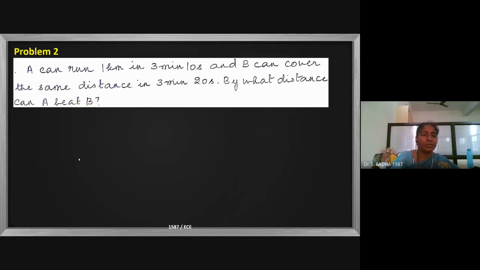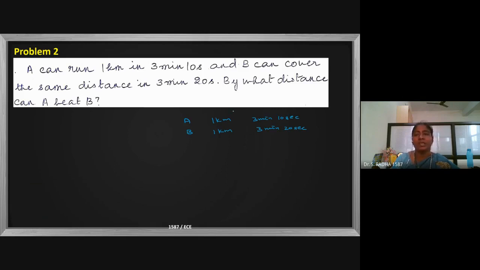Now I'm going to the next problem. A can run 1 kilometer in 3 minutes 10 seconds. B covers the same distance, 1 kilometer, and takes 3 minutes 20 seconds. By what distance can A beat B?